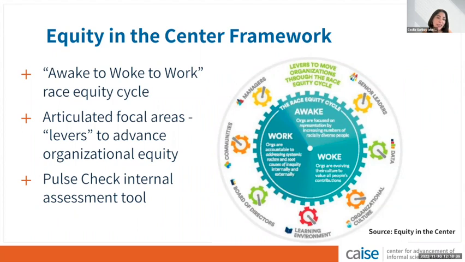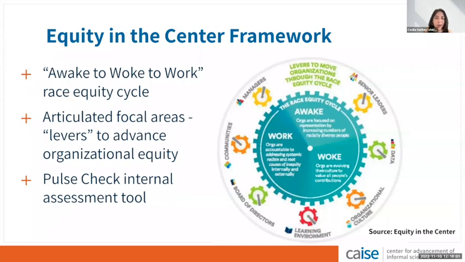And essentially that framework suggests that organizations move through a kind of change cycle that shifts from white dominant culture to a race equity culture. And so they think of it as these 3 stages. I often think of it in terms of moving from diversity to inclusion to equity work. You can think of the cycle in that way as well.